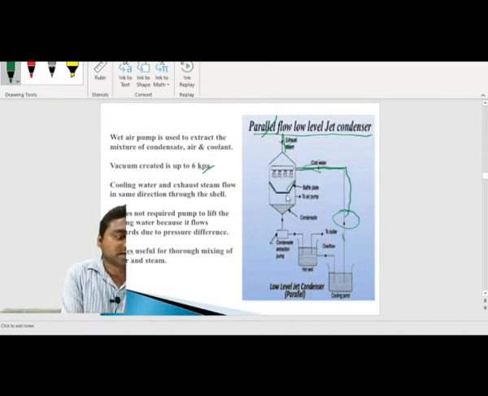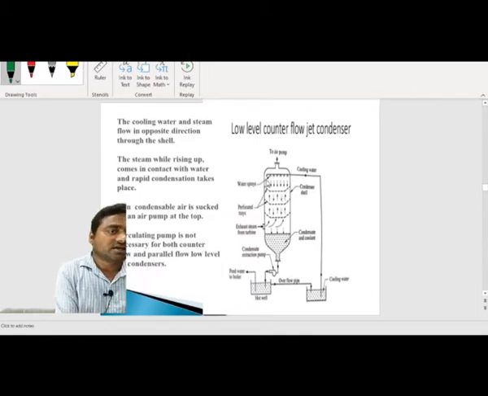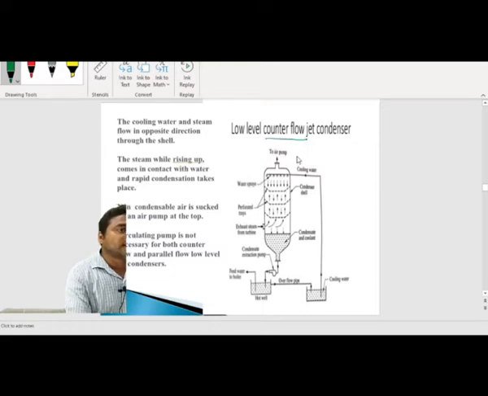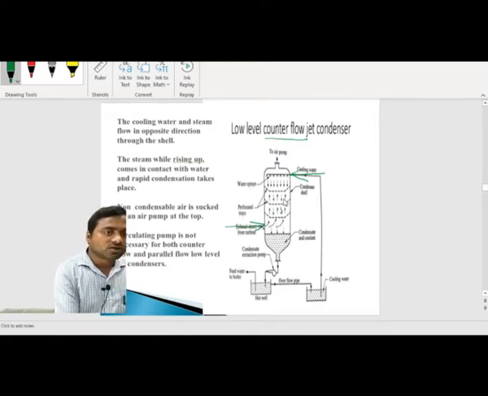Okay, next, coming to the next: low level counter flow. Low level, same low level, but counter flow jet condenser. And here, see, the exhaust steam enters from the bottom side, and the cooling water enters from the top, in the opposite direction. So both are in opposite directions. That is why it is called a low level counter flow jet condenser.